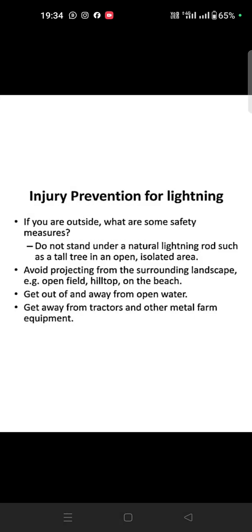Then prevention of lightning injury. If you are outside, follow safety measures: don't stand under a tall tree in an open isolated area, avoid projecting above the surrounding landscape, and stay out of open fields. Get away from open water, and get away from the tractor and other metal equipment.